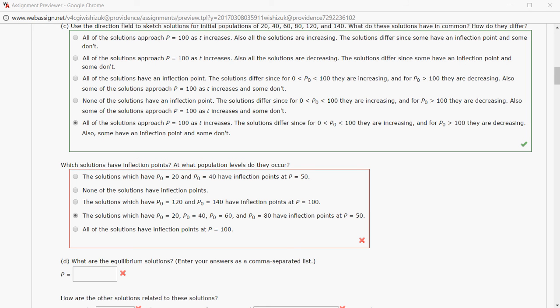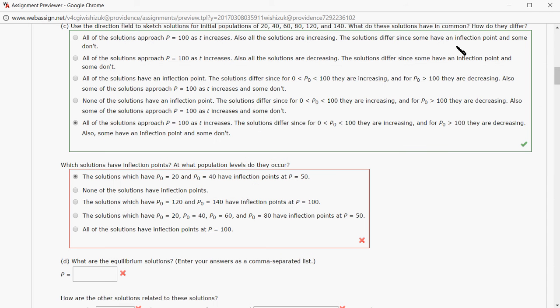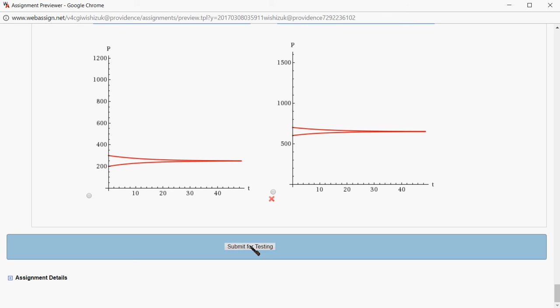Actually, I messed up this one. Looks like the inflection point is just for 20 and 40. Let me look at it. For 20 and 40 you have that, but the inflection for 60 and 80 is actually before t equals 0, so we can't really have a negative time, so not including 60 and 80, only 20 and 40. So this has got to be it. Oh, actually, this has to be checked. Let's double check again. Submit for testing.